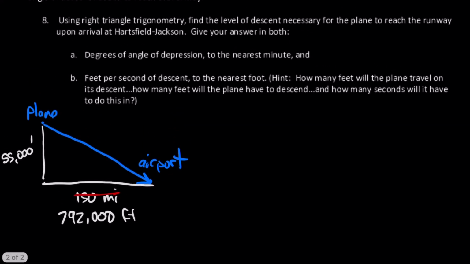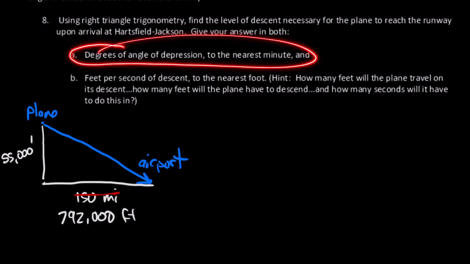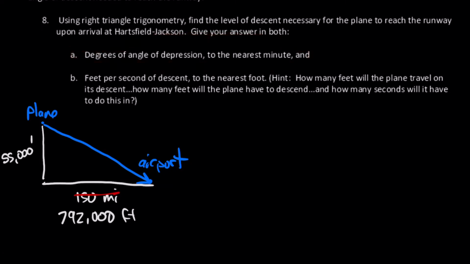Okay. I need to find the angle of depression to the nearest minute. That's this angle here. Why is it that angle? Because that's the same as the true angle of depression, which is that one. They're alternate interior angles, so this one works out nicely because it's in the triangle. This is simply going to be tangent. So in part A, to find that angle theta, I just need to do inverse tangent of 55,000 over 792,000.